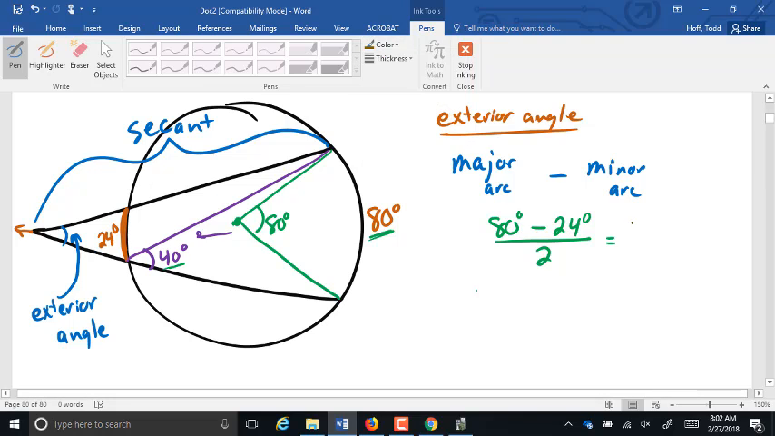So 80 minus 24 is 56. Divided by 2 is 28 degrees. This angle out here is 28 degrees. Notice that is smaller than the 40.